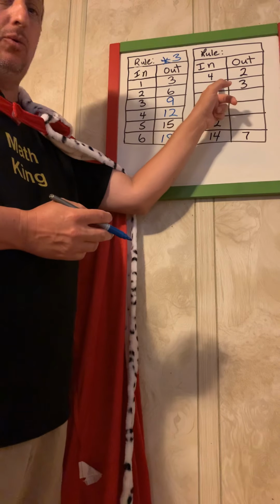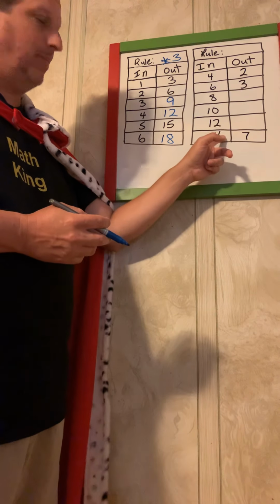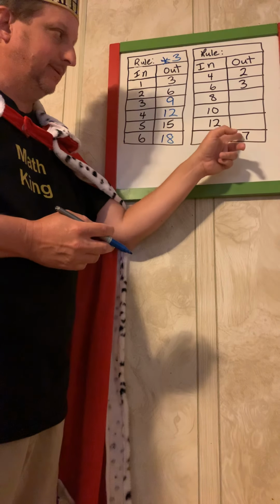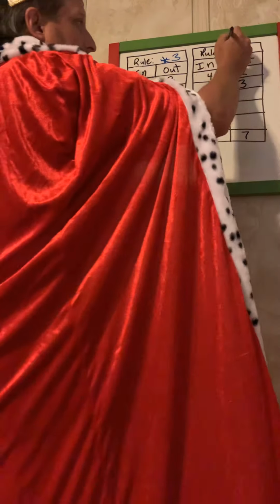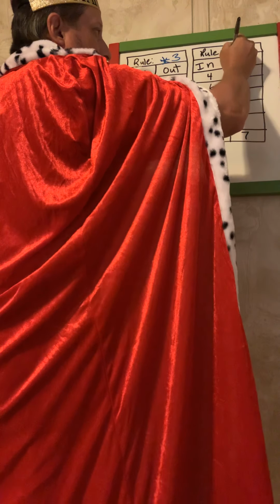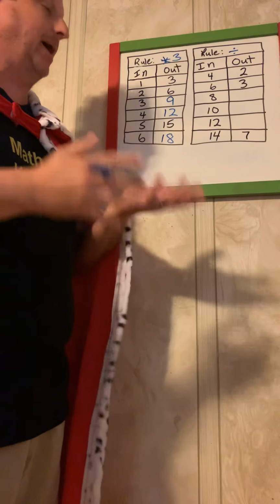6 minus 2 is 4. That didn't work. 14 minus 2 equals 12. That didn't work. So it can't be subtraction. So I know right away that my rule is going to be division. I just have to figure out divide by what.